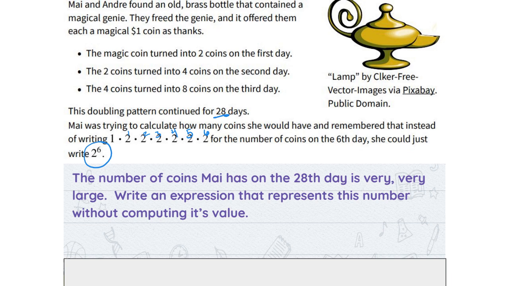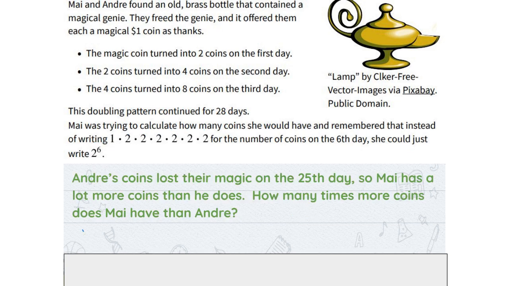So if this trend continued, how could I write this as an expression with an exponent without actually saying what the big number would be? That would be 2 to the 28th power would be what May would have after 28 days. So on this, remember from the last problem, I got that May is 2 to the 28th.